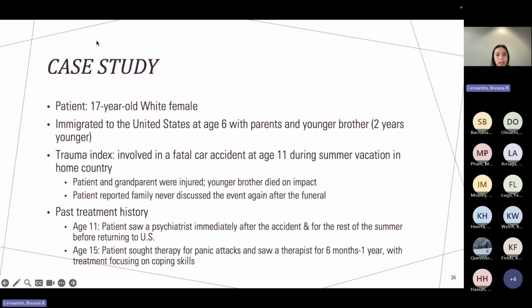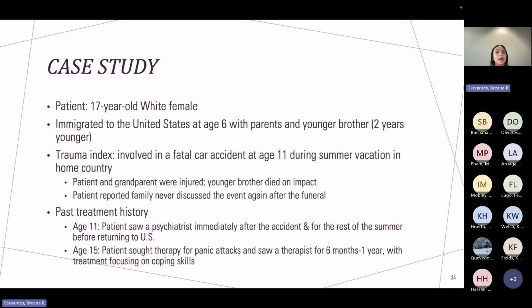Okay, so here's my case study. I've already spoken to her a little bit. She is a 17-year-old and she is now 18. I started seeing her when she was 17. She immigrated to the US around age 6. At the time, it was just her parents and her brother, who was 2 years younger, and they had no other family in the US.